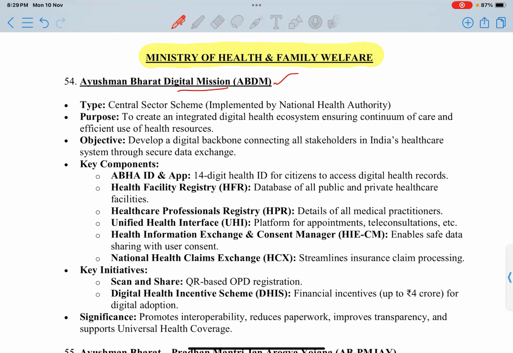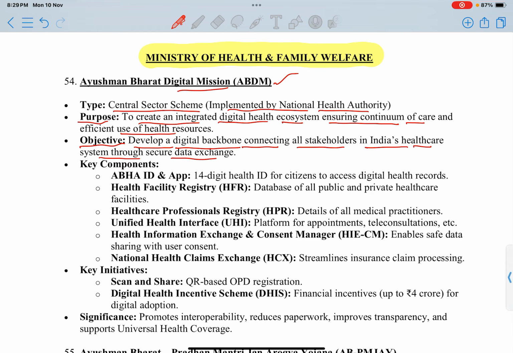It is a central sector scheme implemented by the National Health Authority. Purpose: to create an integrated digital health ecosystem ensuring continuum of care and efficient use of health resources. And what is the objective? The objective is to develop a digital backbone connecting all stakeholders in India's healthcare system through secure data exchange.